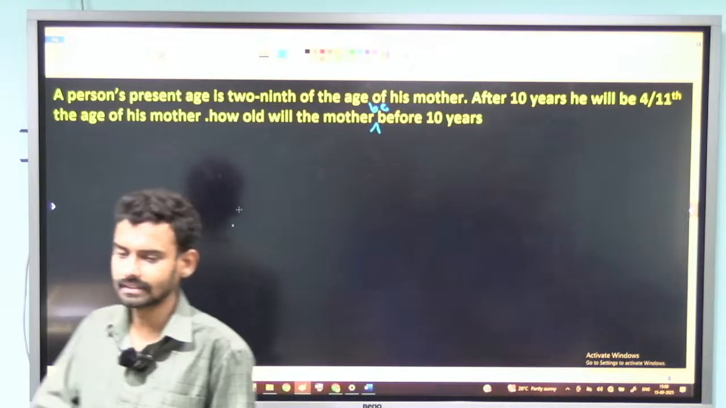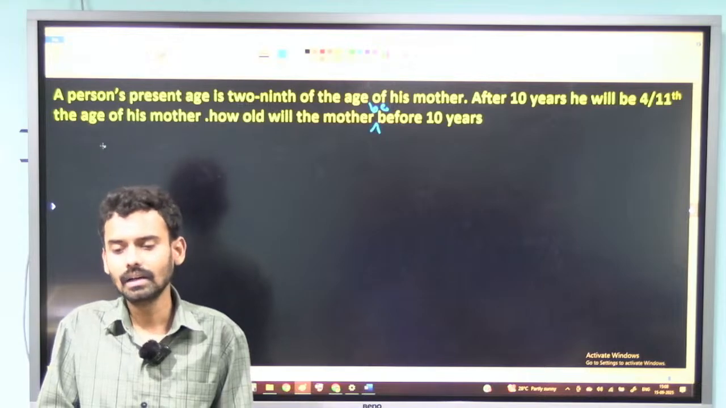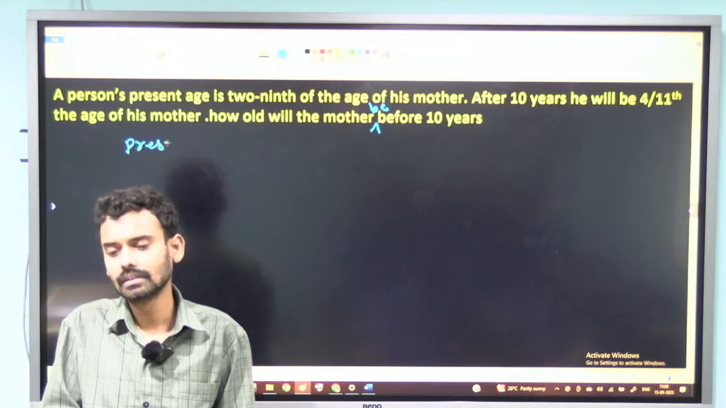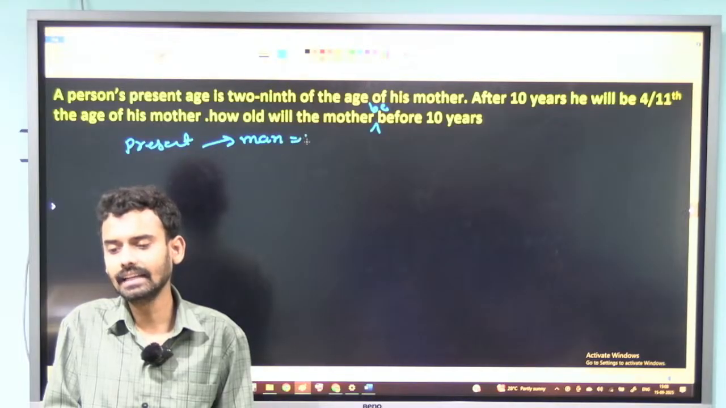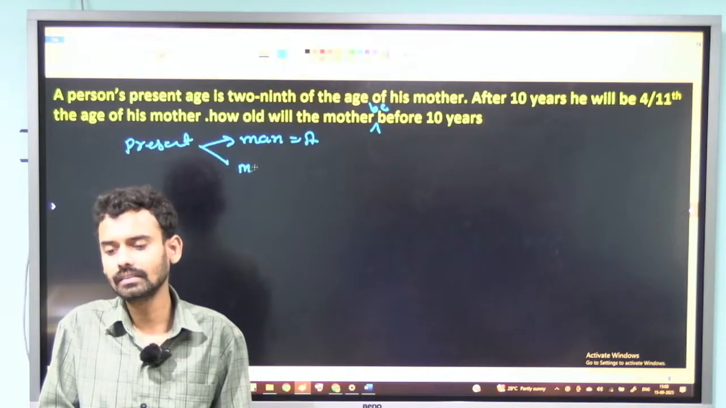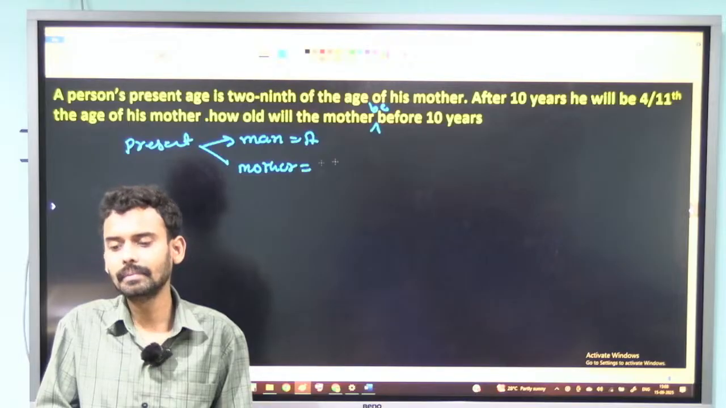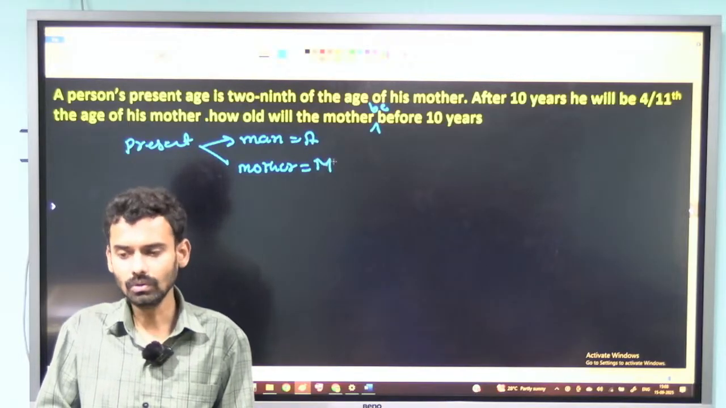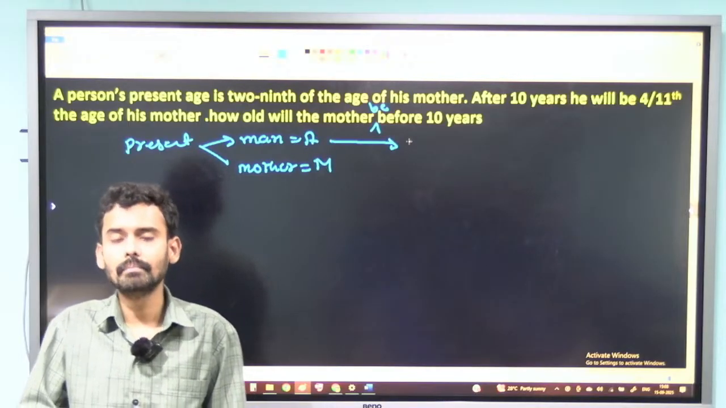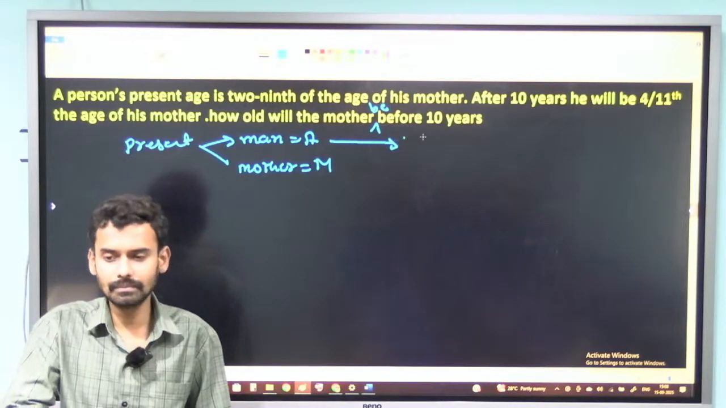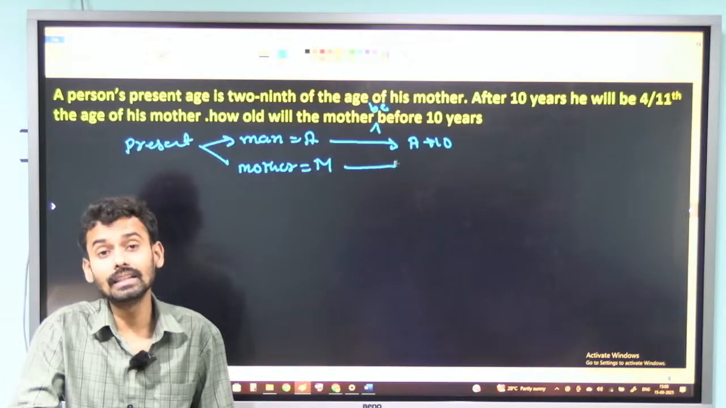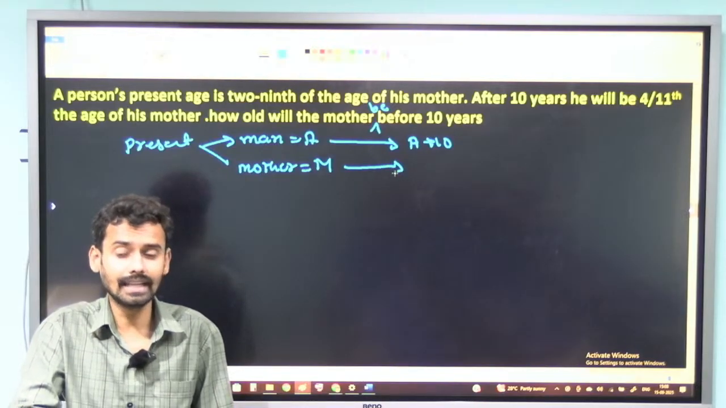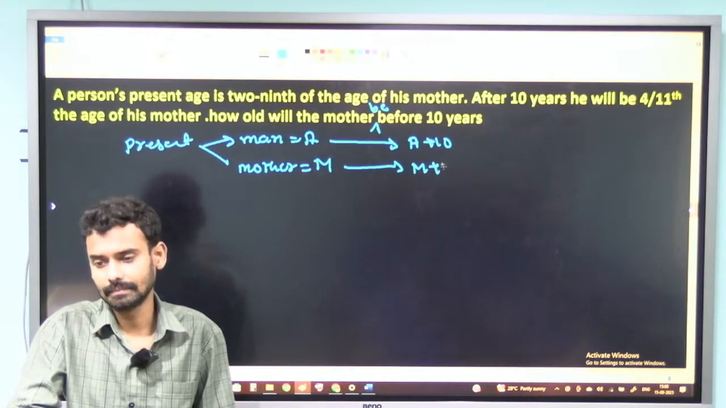So what is the question saying? Let's consider the present age of man, let me take it as A, and the present age of mother, let me take it as M. Now after 10 years, the person's age will increase by 10, so his age will be A plus 10, and after 10 years the mother's age should also increase by 10, so it will be M plus 10.